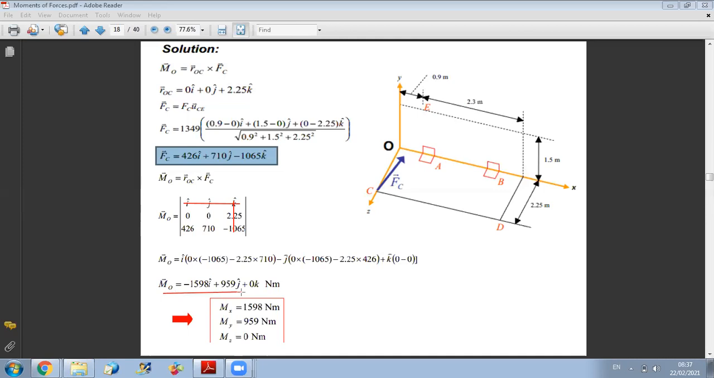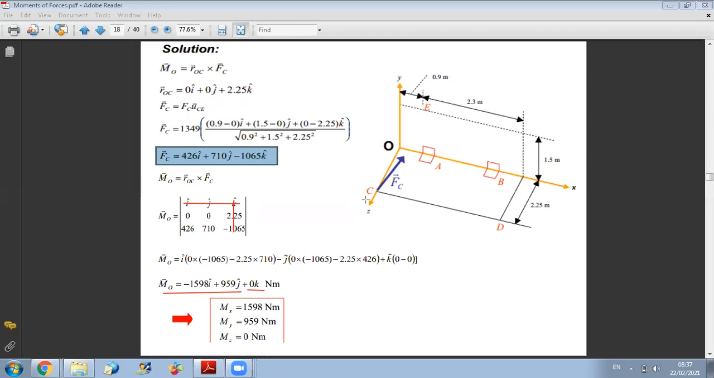Who can tell me why I can expect that the component along Z will be 0? Because it intersects with the OC. Yes, very good, because the force is passing by the axis. And we said that if a force passes by an axis, it cannot produce any moment about this axis.